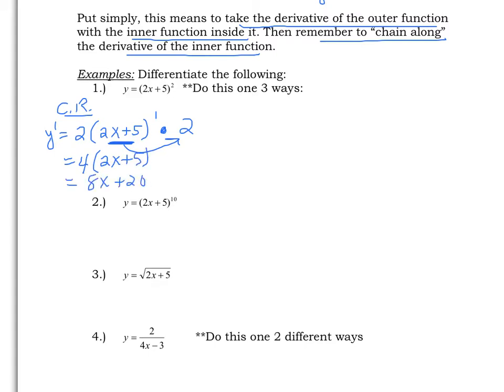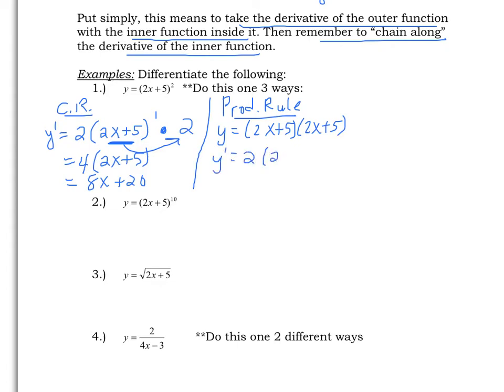plus 20. We could also do this using the product rule. If I were to use my product rule, we have y equals 2x plus 5 times another 2x plus 5. From there, if we were to do our product rule, the derivative of the first, keep the second one the same, plus reverse what we just did. It's going to end up being the same thing. Notice if we were to then clean this up, we would have a total of 8x and then plus 20. So it's the same thing.